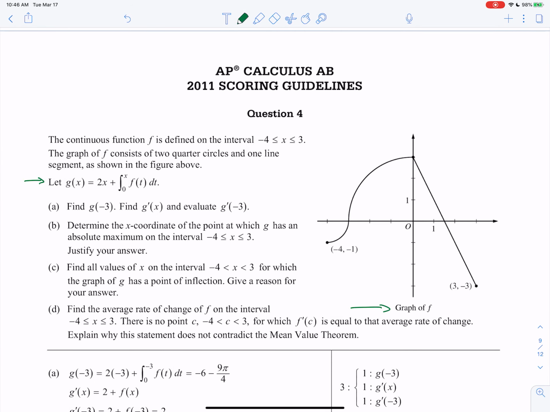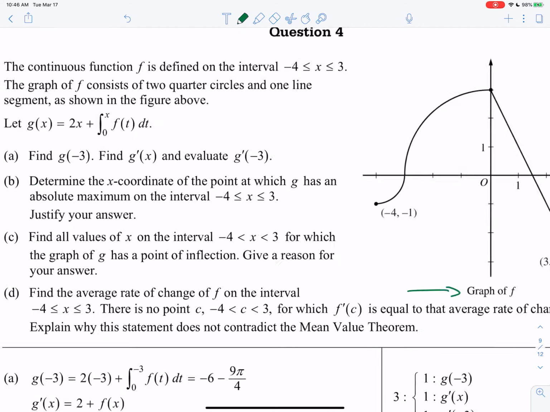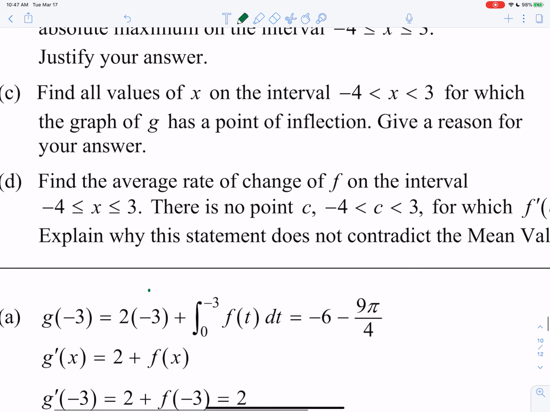So part A, we're finding a few things. We'll start off with g of -3. Basically, if you have g of x and you want g of -3, you're replacing an x with a -3, which is basically what the scoring line did here. Okay, so we know that 2 times -3 is -6. Now, you have to understand the context of integration. When you're integrating a graph from one number to the other, you're really just finding the area, okay?